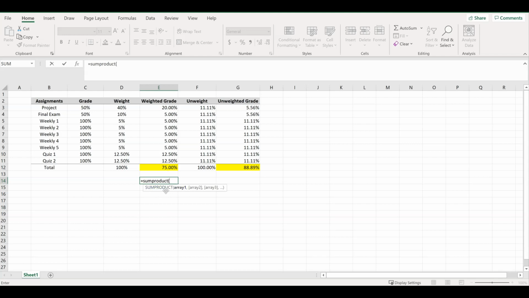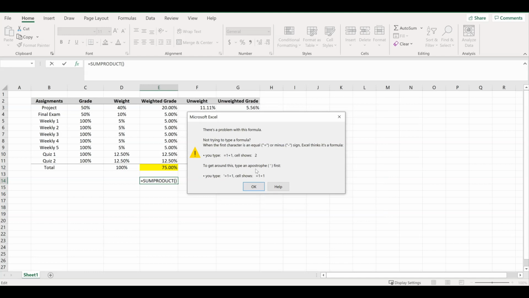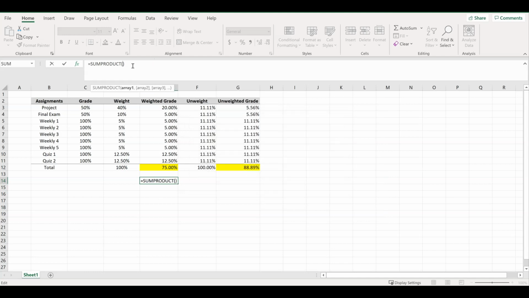So we're summing the product of array 1, which let's look at the formula. Array 1 tells us ultimately the arrays that you want to multiply and then add the components, right? And all of the arrays must have the same dimensions. So in terms of updating array 1, we want to multiply our grade, right? So all of the values for grade, not including the title.